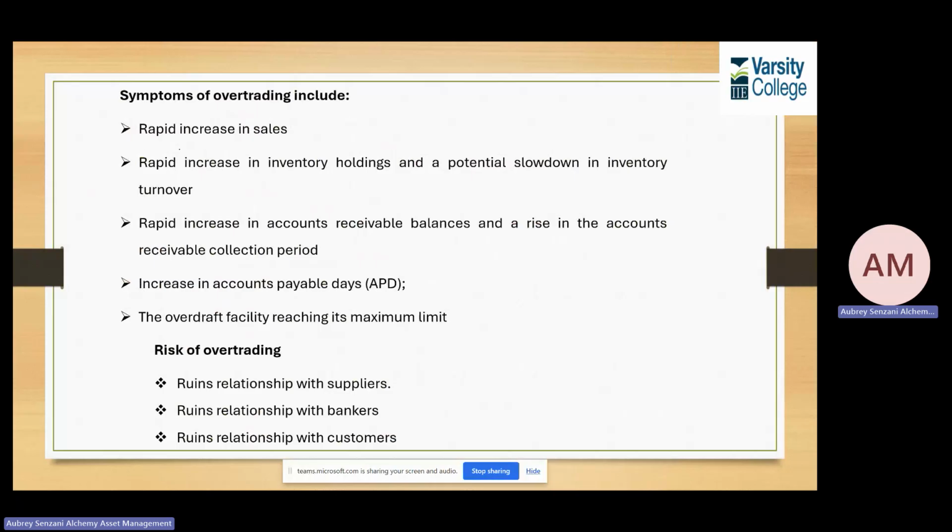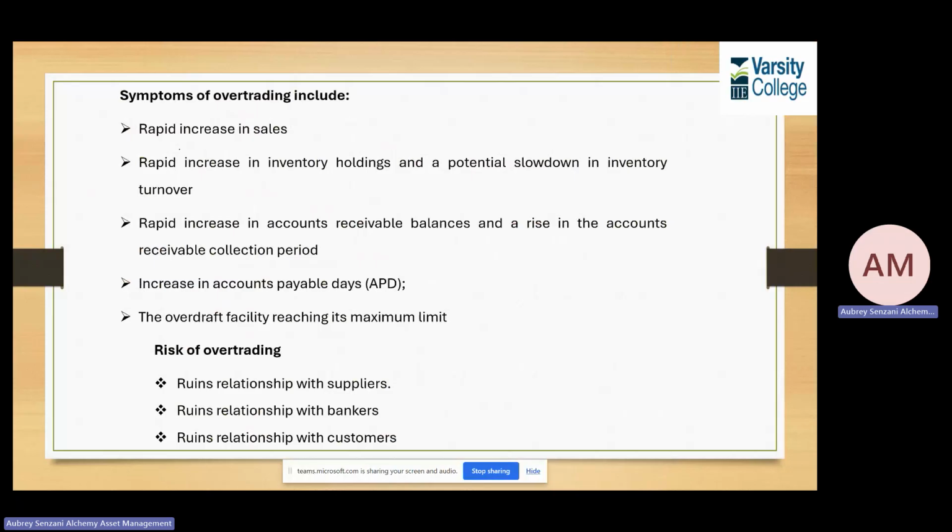All right, or expenses. Then symptoms of overtrading: a rapid increase in sales on credit, a rapid increase in inventory holdings, and a potential slowdown in inventory turnover. A rapid increase in accounts receivable balances and a rise in the accounts receivable collection period. Okay, we will obviously be trying to get more of our money back. So that's why it says, and a rise in accounts receivable collection period.